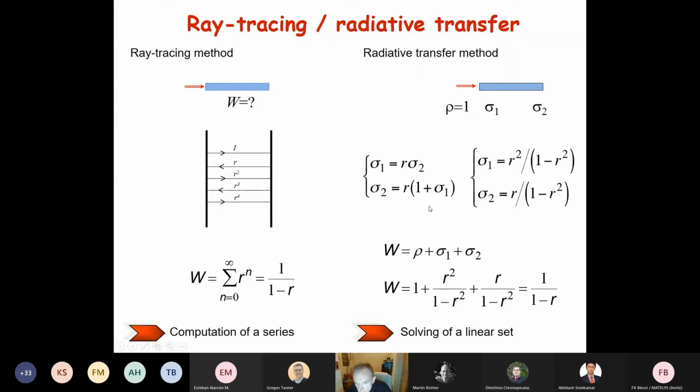We can solve this linear equation, and after a few calculations, you can observe that we get exactly the same solution. So, in conclusion, the difference between ray tracing and radiative energy transfer is just a numerical difference because both methods in fact are the same theory.